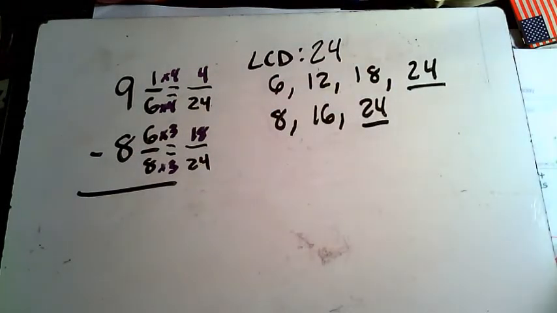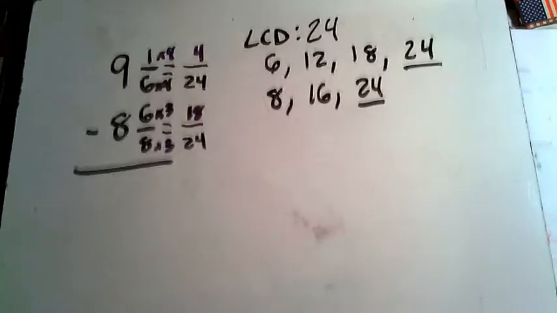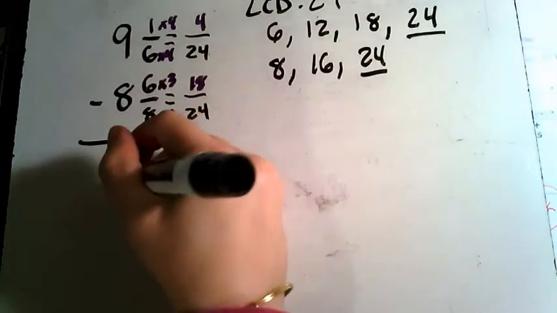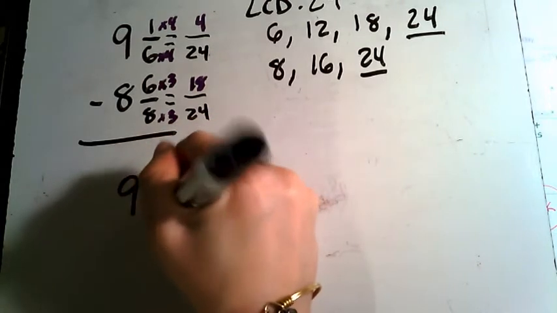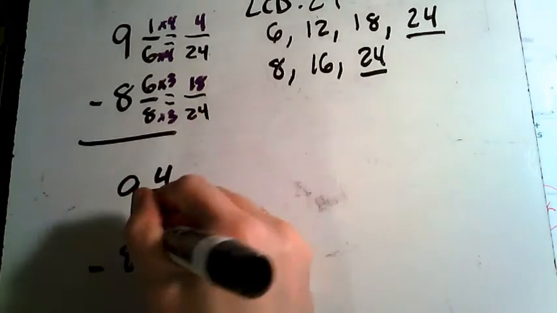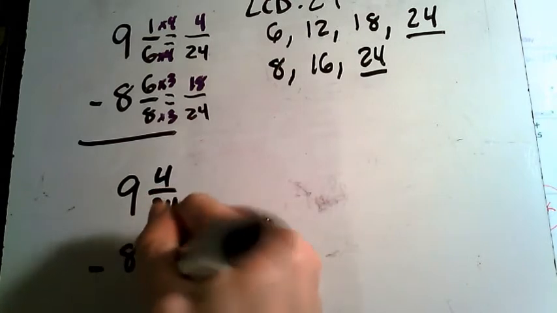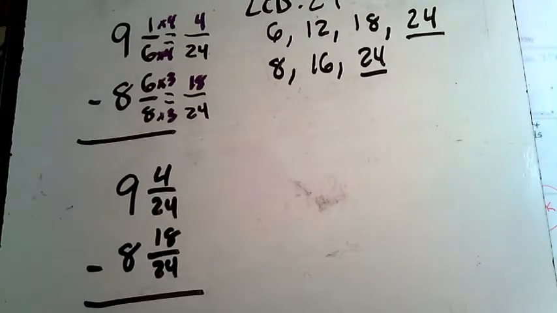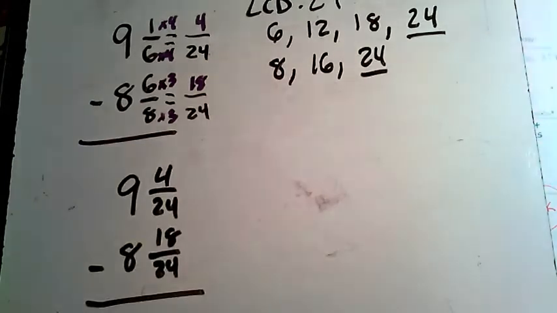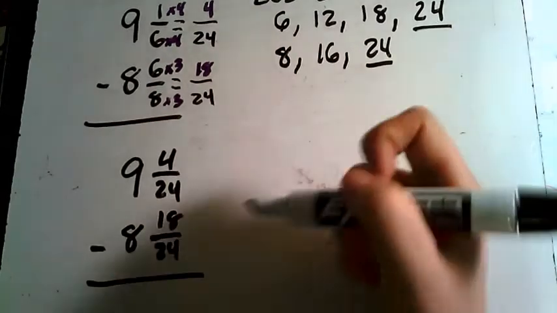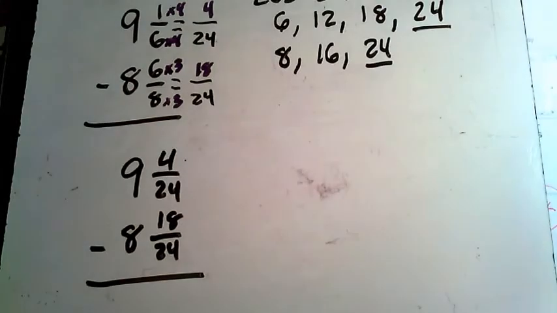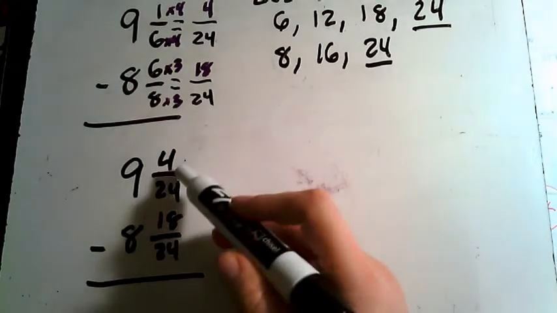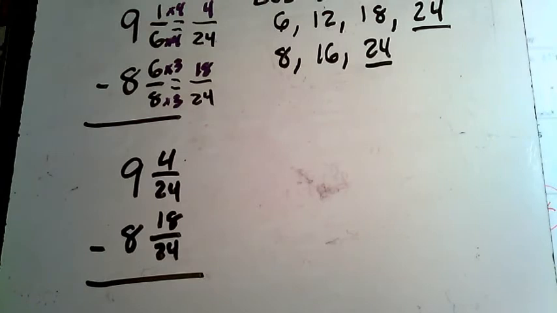And because I like to keep my math organized so it's easy for me to follow, I'm going to rewrite my fractions with the common denominators. So I have 9 and 4/24 minus 8 and 18/24. Now I have fractions with common denominators, so I'm going to look at my numerators. I have a 4 minus 18, and I know that I cannot do that. I cannot take 18 away from 4, so I must regroup.